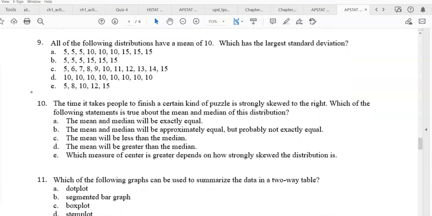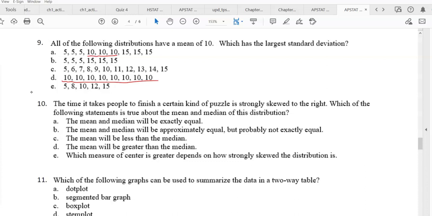All of the following distributions have a mean of 10. Oh, that's nice. Which has the largest standard deviation? This one would be the smallest standard deviation. It has a standard deviation of 0, because none of those values deviate from the mean at all. So we want to find data values that are a lot spread out from each other, so not very many values are on the mean. These are somewhat spread out like the other 15s, but the 10s there are right on the mean.